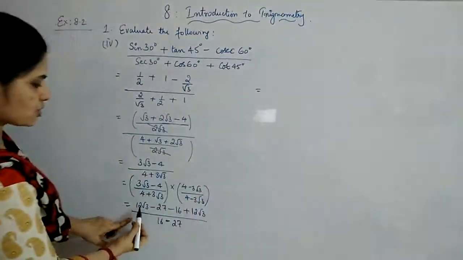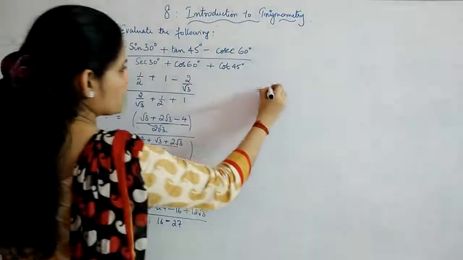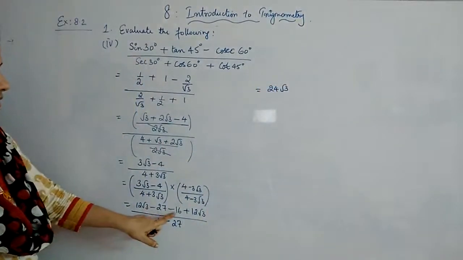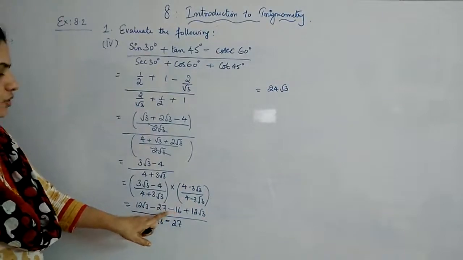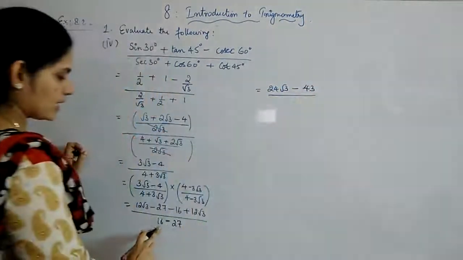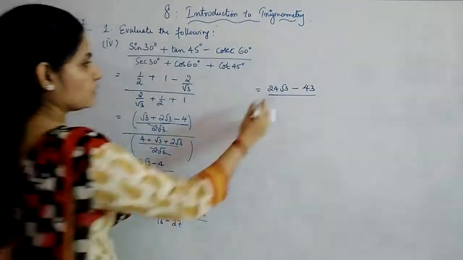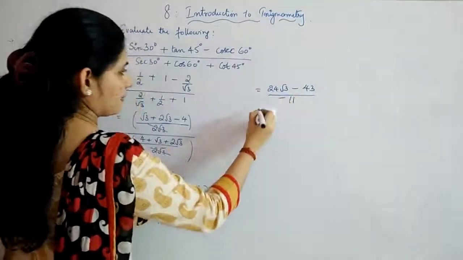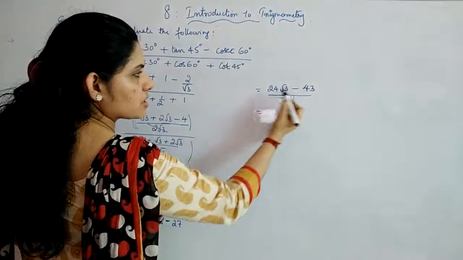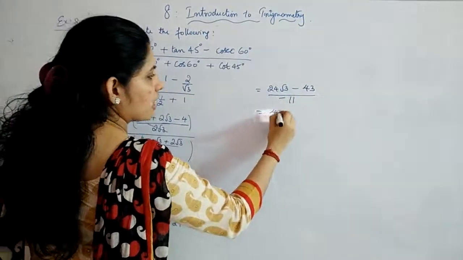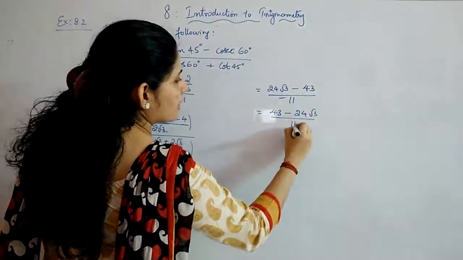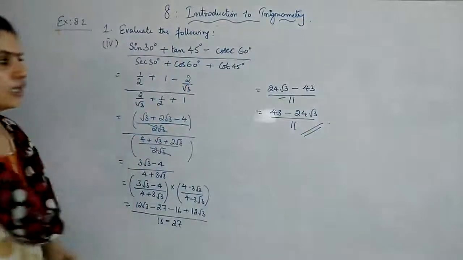Next, these two, 12 root 3 and 12 root 3, will give you 24 root 3. Here, minus 27 and minus 16 will give you minus 43. So it is minus 43 divided by 16 minus 27, which gives minus 11. Now take this negative sign to the numerator so that this becomes positive and this becomes negative. So your answer is (43 minus 24 root 3) by 11. Okay.